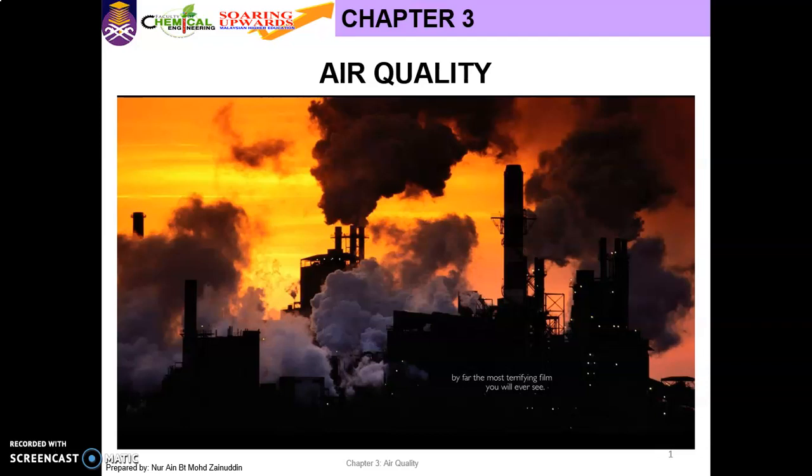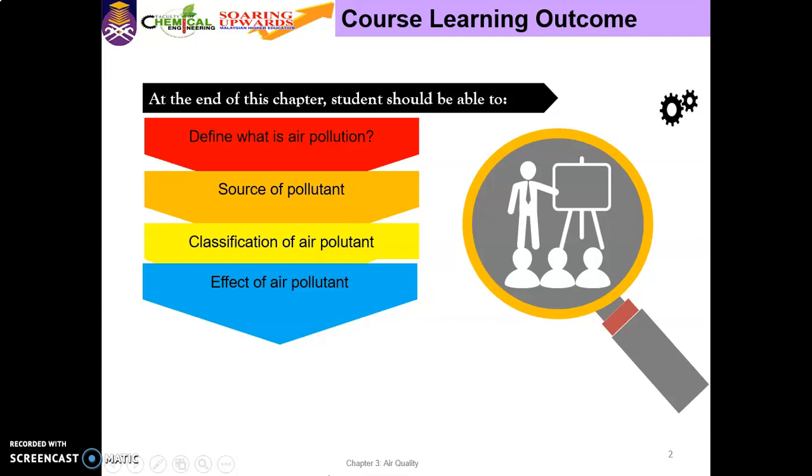So this week we are going to enter the new chapter which is about air quality. Okay, so the second part is about air. We are finished with water. So this chapter is about how we want to define air pollution. Okay, so you should be able to know the source of pollutant, classification of air pollutant, and lastly, effect of air pollutant.